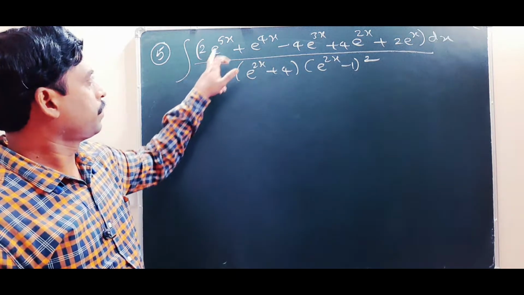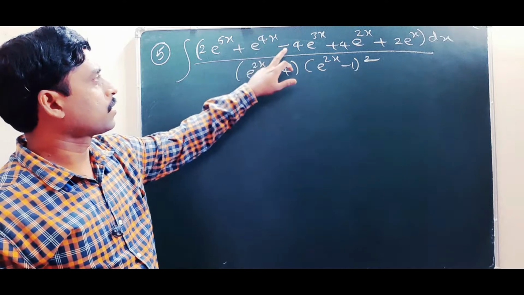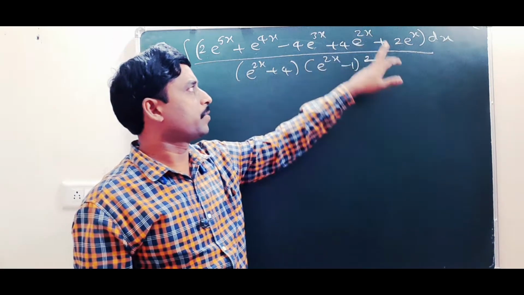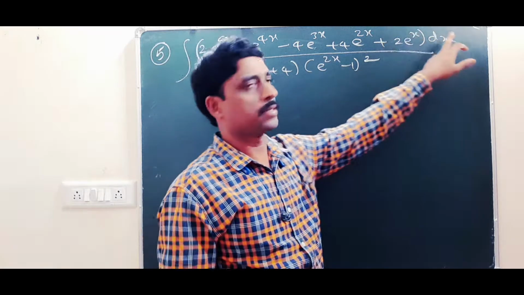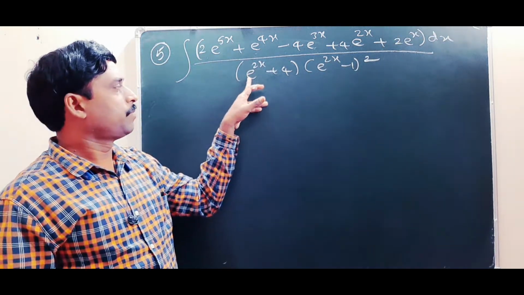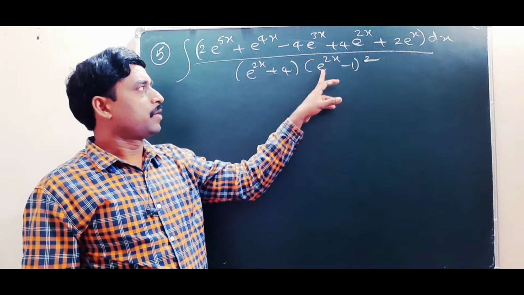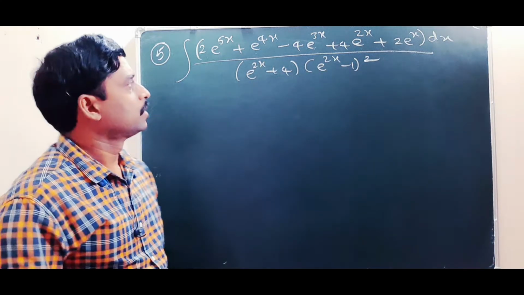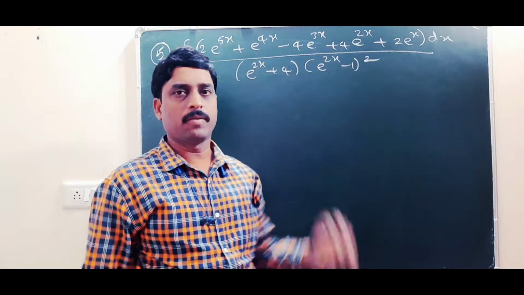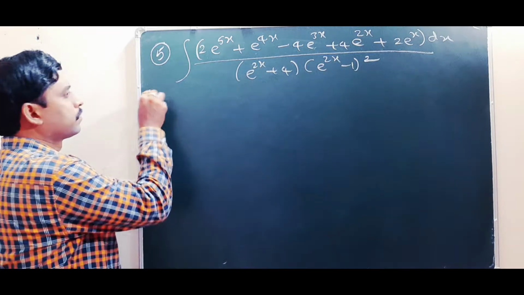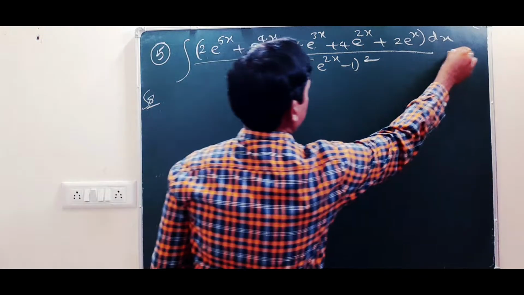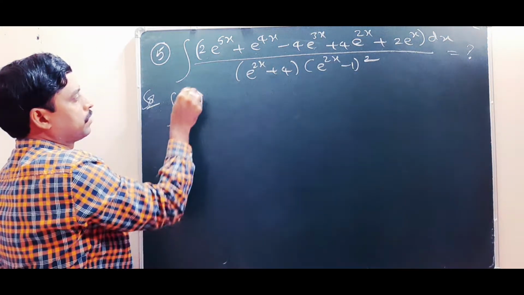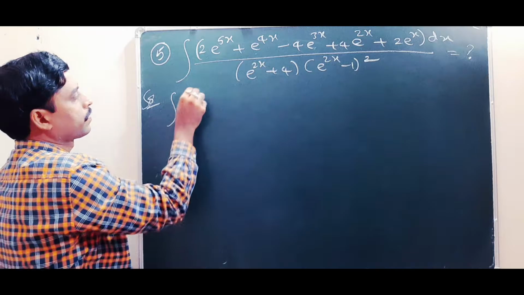Integral of 2 e to the power 5x plus e to the power 4x minus 4 times e to the power 3x plus 4 times e to the power 2x plus 2 times e to the power x dx, by e to the power 2x plus 4 into e to the power 2x minus 1 whole square. Okay, so in the numerator, take e to the power x out common. So find this value.